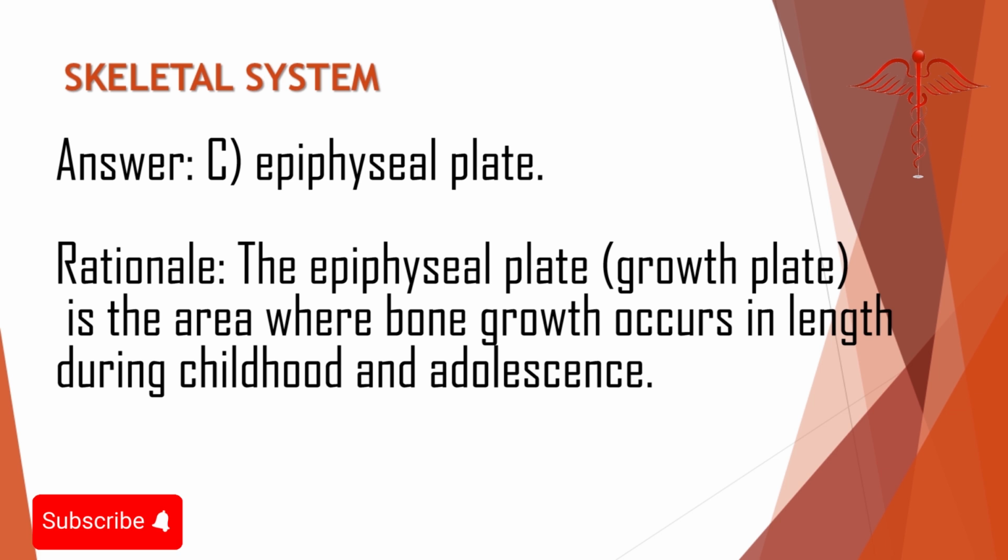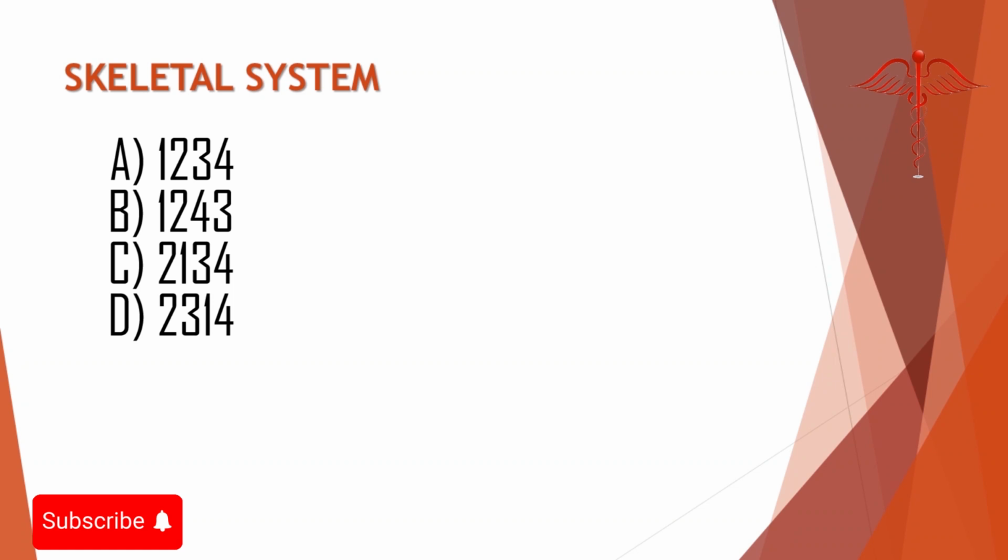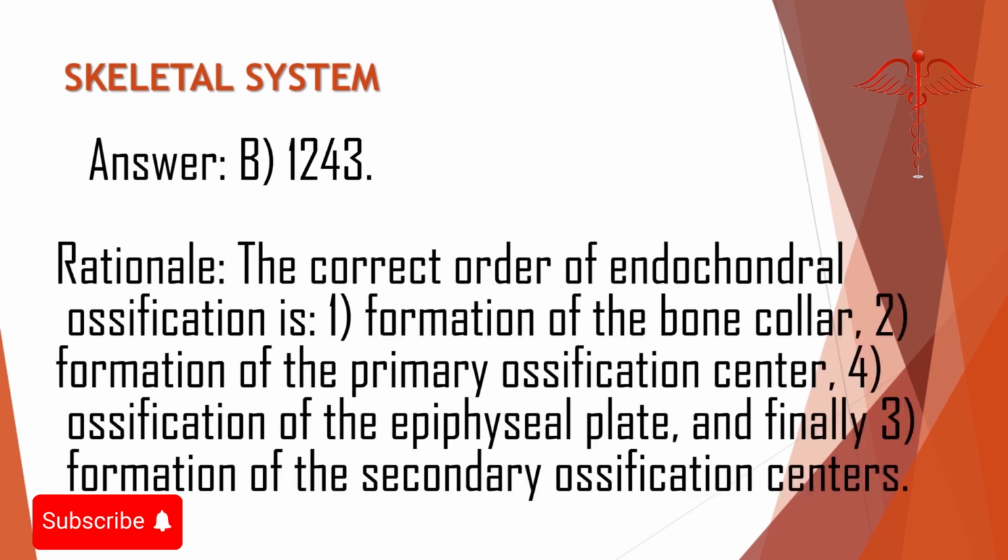24. Place the following steps of endochondral ossification in chronological order. 1. Formation of bone collar. 2. Formation of primary center of ossification. 3. Formation of secondary center of ossification. 4. Ossification of epiphyseal plate. A. 1234. B. 1243. C. 2134. D. 2314. Answer: B. 1243. Rationale: the correct order of endochondral ossification is 1.